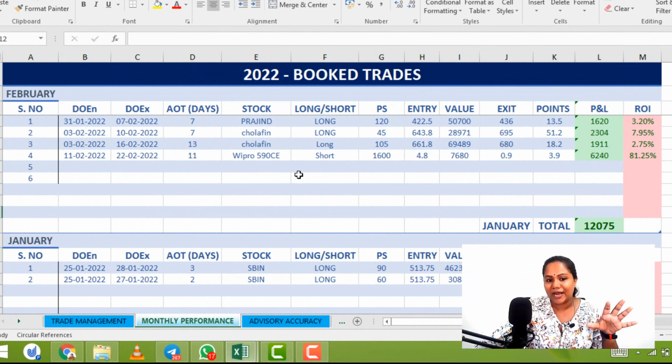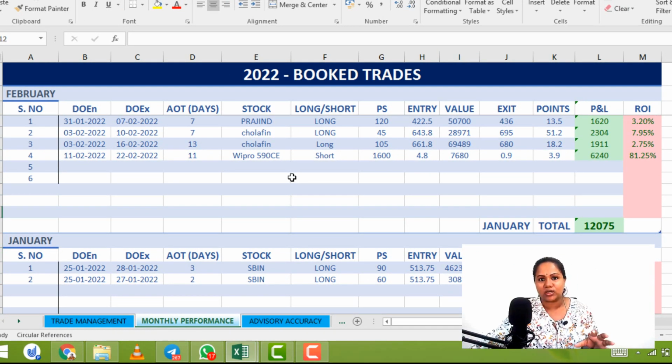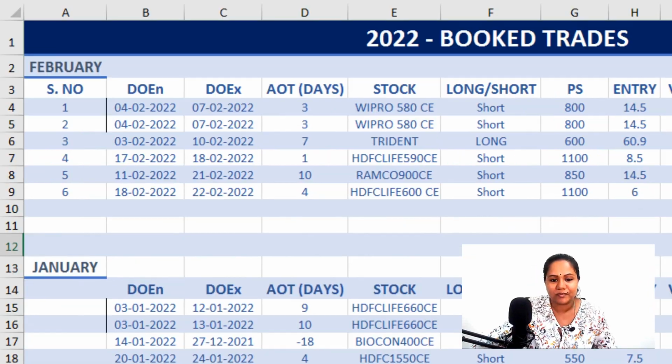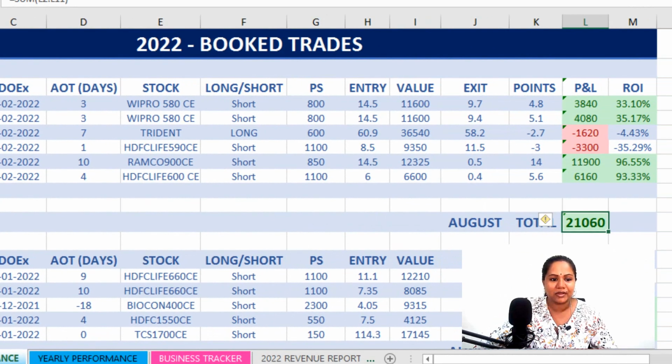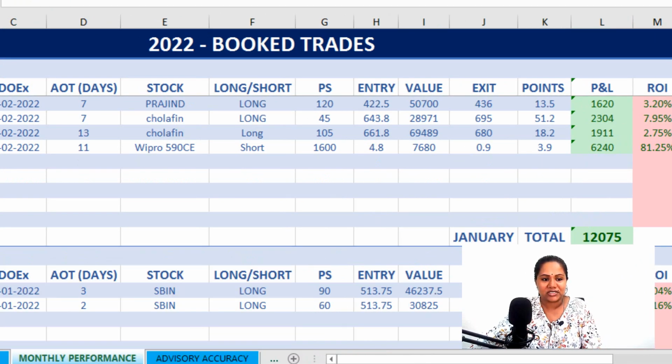Now let's look at how many trades I actually took this month in order to make this kind of return. As you can see, in Zerodha I had taken 6 trades, and in Upstox I've taken about 4 trades. So totally I've taken about 10 trades this month to make this kind of profit.